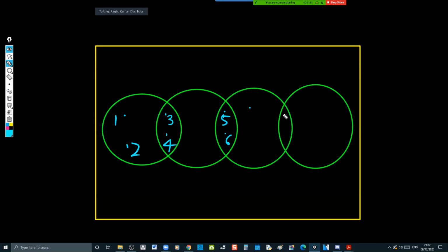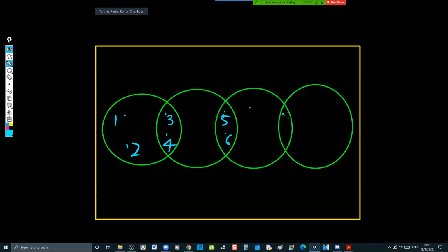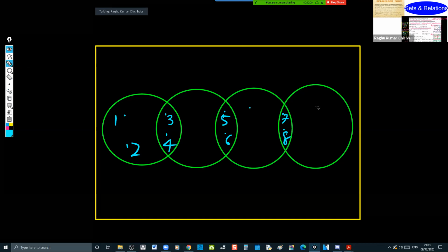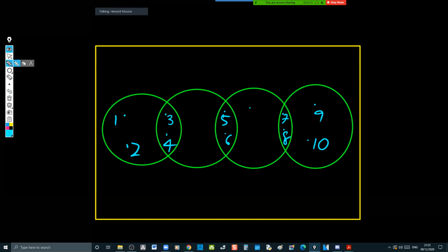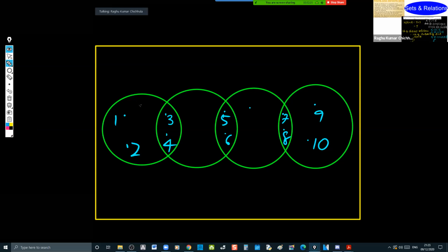Here, 7 and 8, huh? Yes, sir. And here in D, 9 and 10. So what is that you have to understand? Here, this is A, this is B, this is C, this is D. Now, what I asked you, A intersection B is 3, 4. It is clear. Intersection means common.